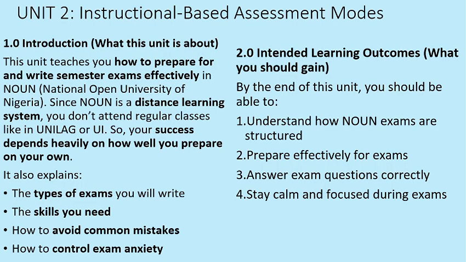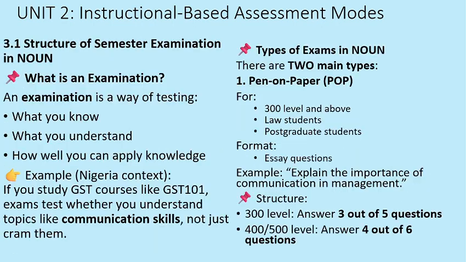So let's go into the main content of this unit. The first one is the structure of semester examination in National Open University. As we all know, we have 2 semesters in a year, which means if you are in 100 level, you have 8 semesters to do. 2 semesters in 100 level, 2 in 200 level, 2 in 300 level, 2 in 400 level. So that's 8 semesters in total.